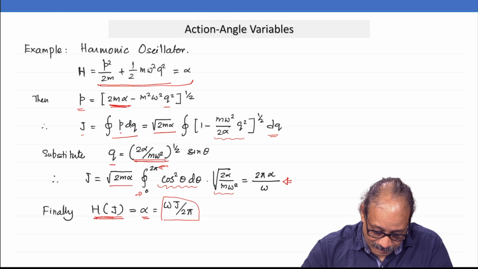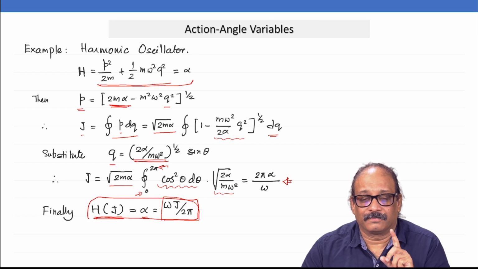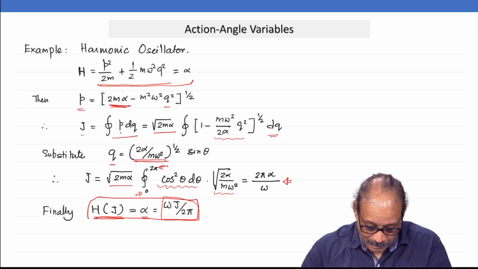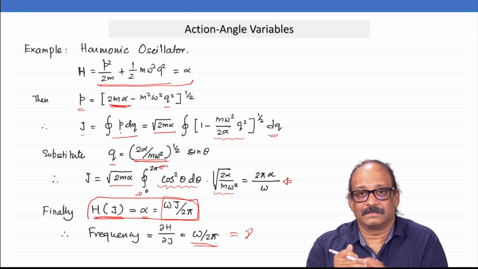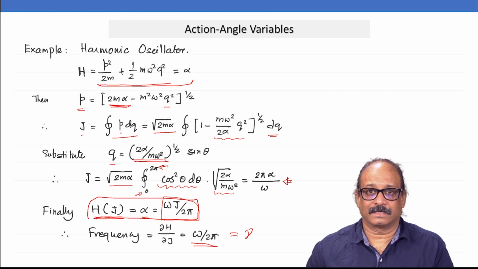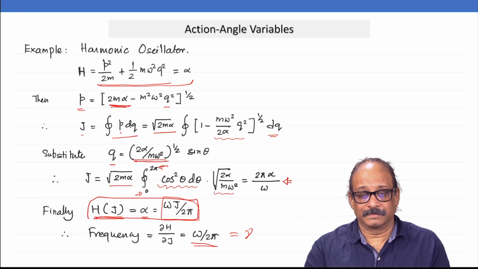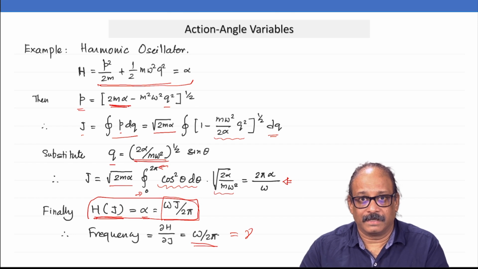just by calculating this. Once I calculate this, what is the frequency? Frequency is nothing but partial of H with respect to J, and that partial of H with respect to J is just omega by 2 pi, and that is the frequency of your harmonic oscillator. We already knew that, but it is nice to do this exercise, because for other systems I am going to find similarly the frequencies which are not so obvious. I can apply this to even the Keplerian problem, which I will do in my next lecture.